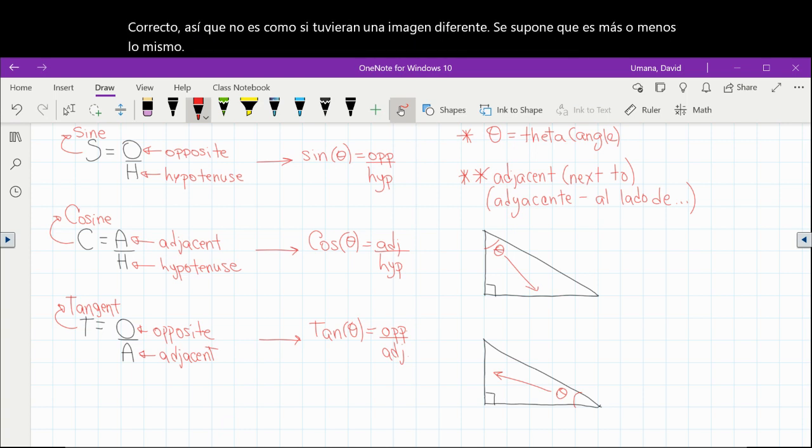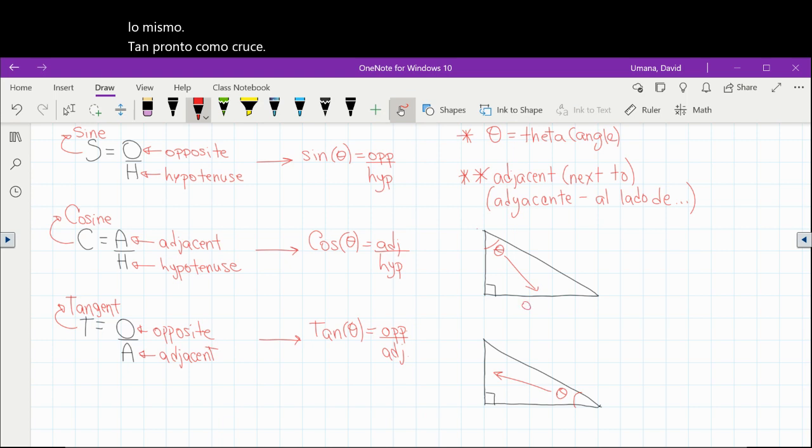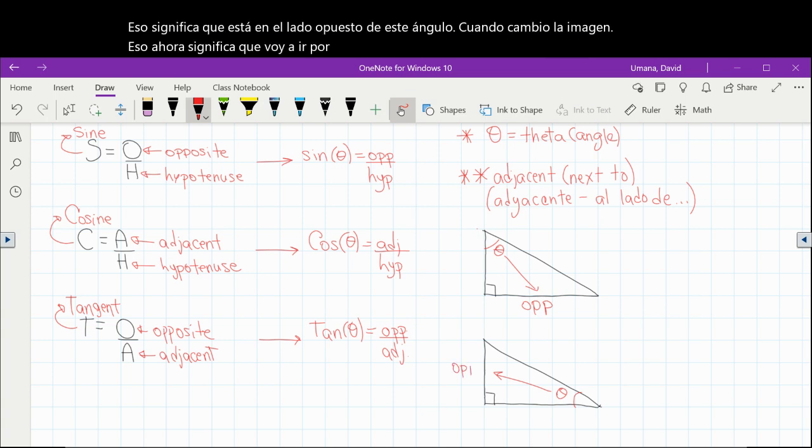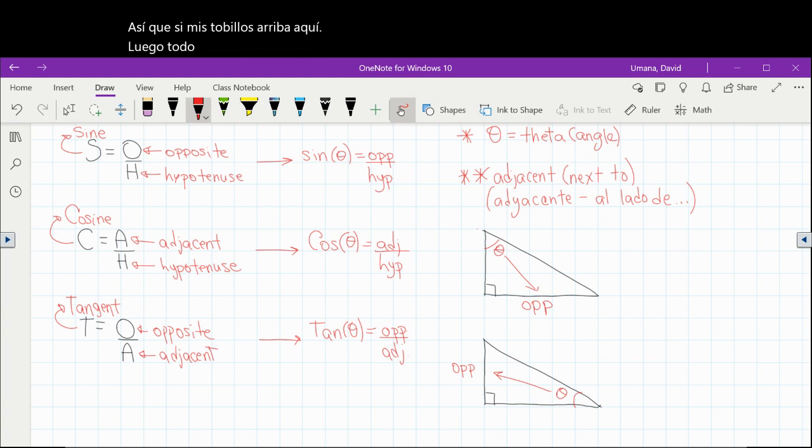As soon as I go across, this one will be the opposite. That means that it's on the opposite side of this angle. When I change the picture, that now means I'm going to go this way. This is now the opposite. So the opposite of this picture depends on where the angle is. So if my angle is up here, then the opposite is here. If the angle is there, then the opposite is there. Okay.